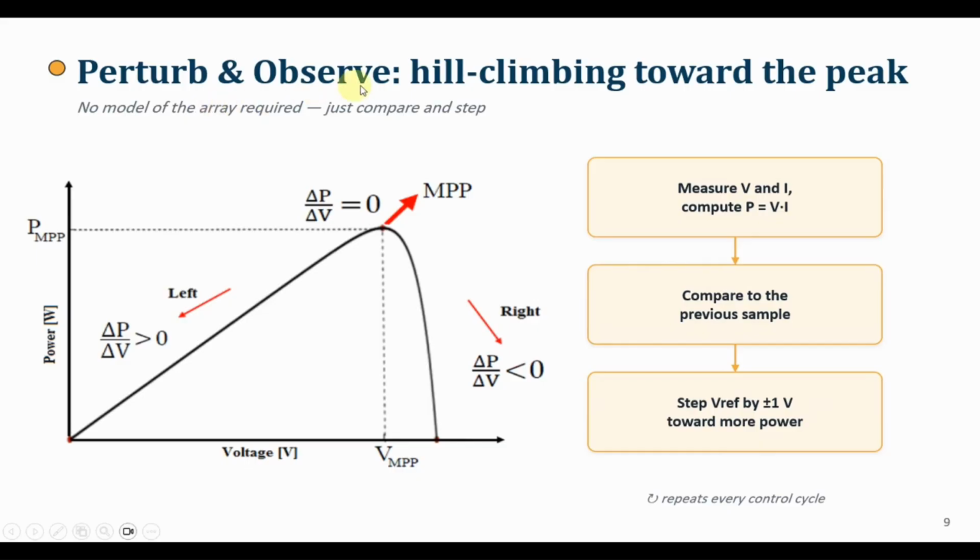The Perturb and Observe algorithm is one of the simplest and most widely used MPPT techniques. The controller first measures the PV voltage and current. It calculates the power by multiplying these two values. The new power is then compared with the previous measurement. If the power increases, the controller continues changing the reference voltage in the same direction. If the power decreases, the direction is reversed. This process repeats continuously until the operating point reaches the maximum power point.